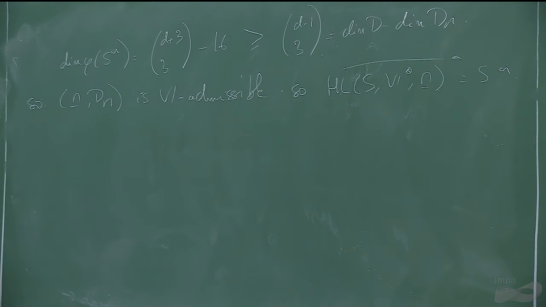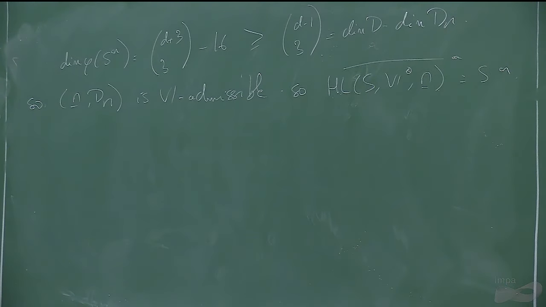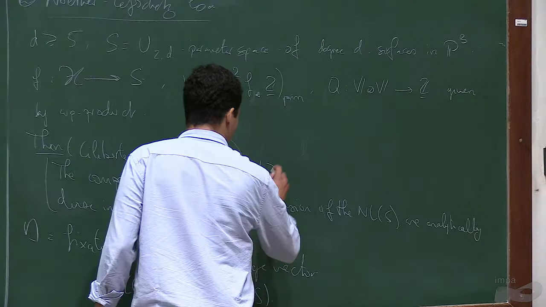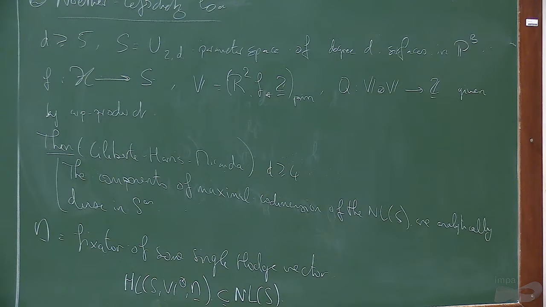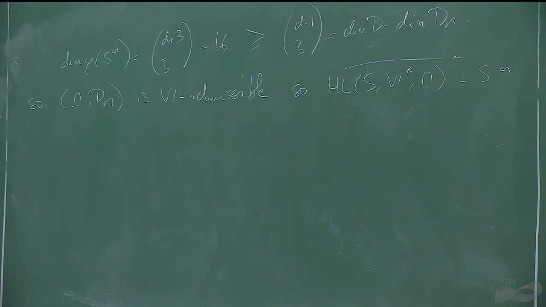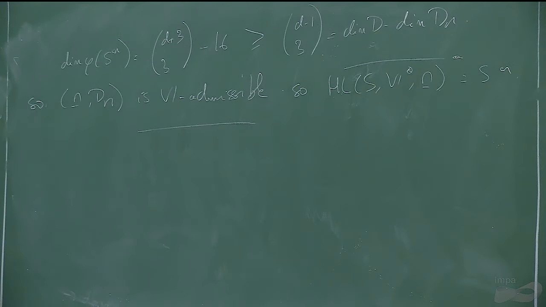And maybe I should say something. It's in Ciliberto-Harris-Miranda, for d bigger than 4. But actually, I have to work with d bigger than 5 because Donagi's theorem fails for d equal to 4. But anyway, you could compute the period image in some other way. But okay. Maybe now I can give you some ideas of proof for the theorem.